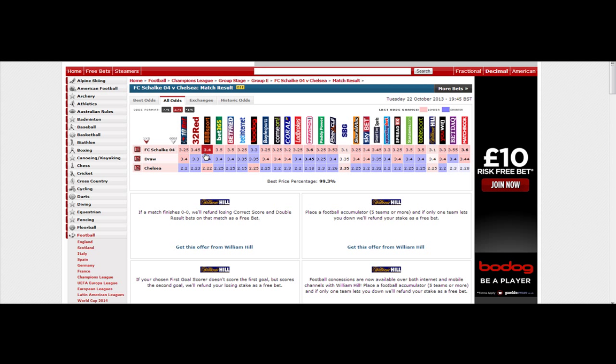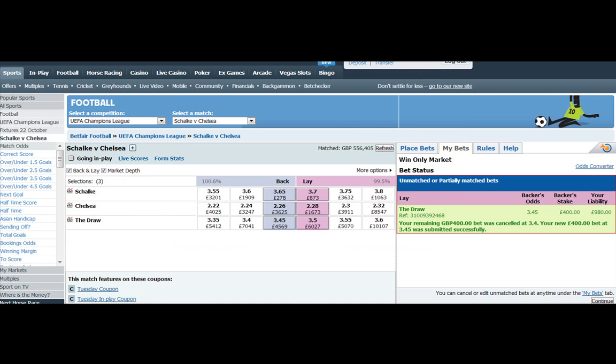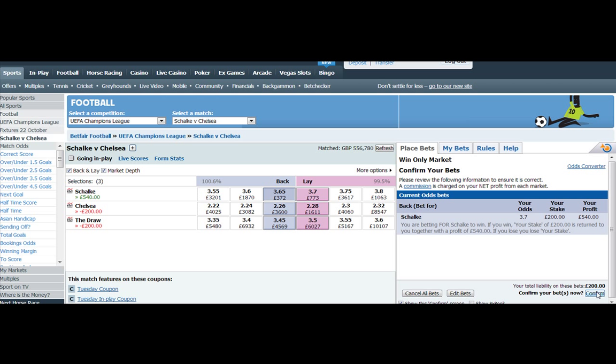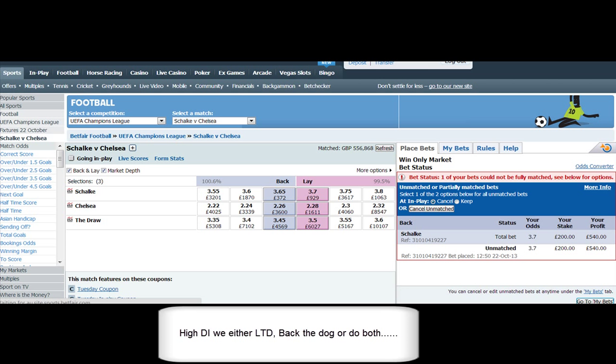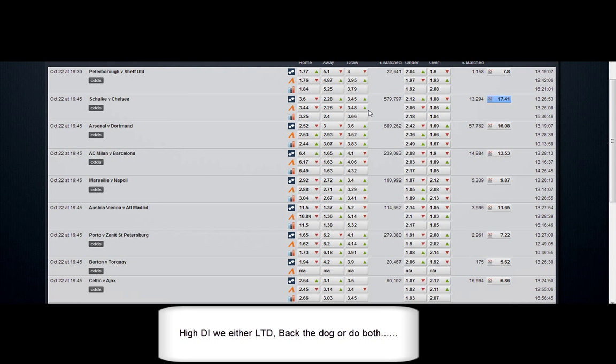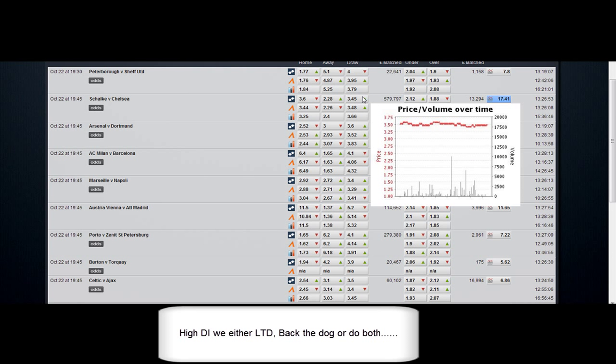So you can see there I had to adjust. Now whether you lay the draw or back the dog is dependent really on previous prices matched. As you can see here, going to have a little bit of backing on Schalke because I think they're high based on the bookie prices here. Wasn't taken. Price came in, didn't get matched.